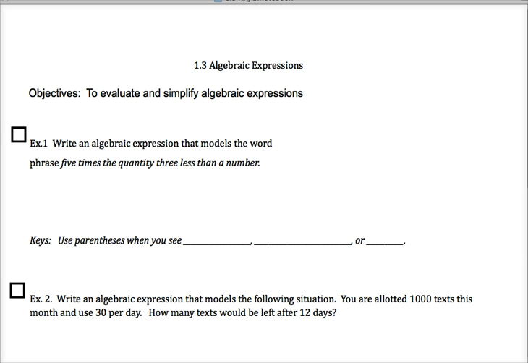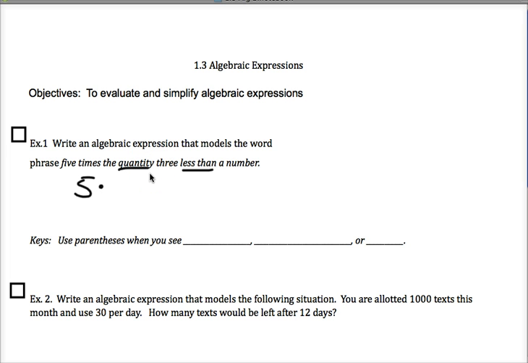So here we have example 1. Write an algebraic expression that models the word phrase 5 times the quantity 3 less than a number. This one's a little bit tricky because it's got the word quantity in it, and it also has less than in it. The 5 times, hopefully you're thinking, that's no big deal. We'll just do 5, and I put a dot here. We're big boys and girls now, so instead of an X, we'll use a dot for times.